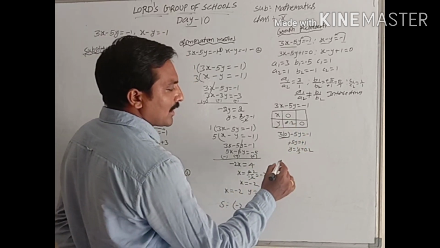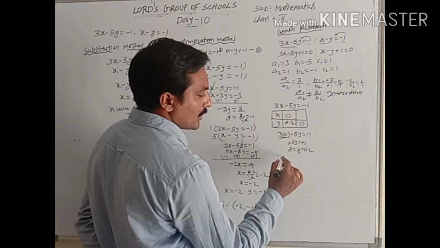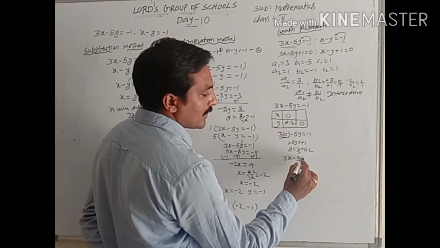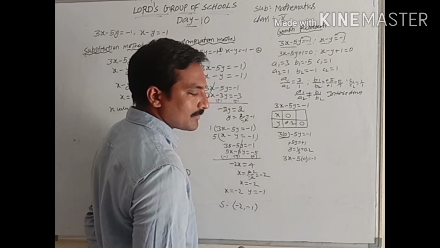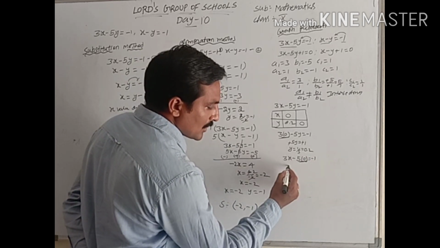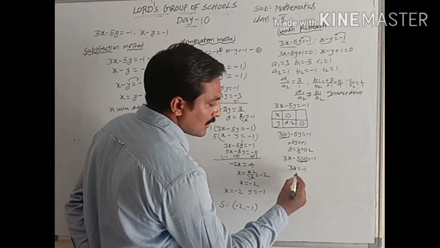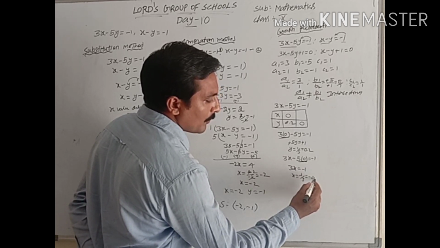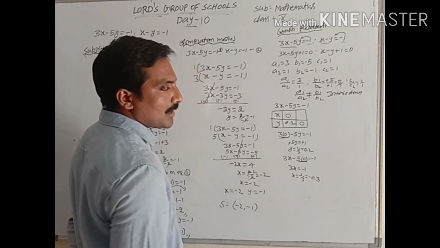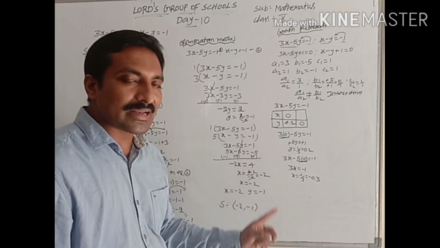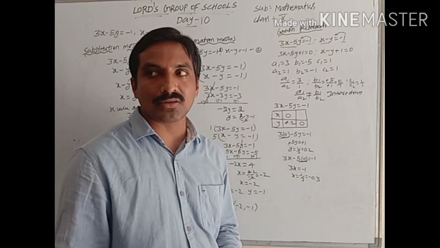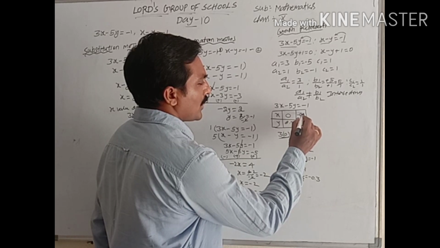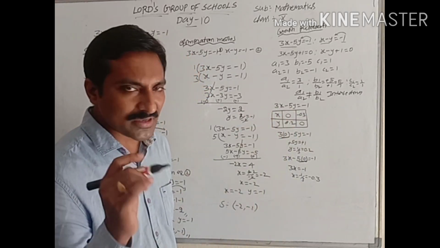Next you have to take y value 0. Same equation only. 3x minus, in place of y you have to write 0. 5 into 0 is equal to minus 1. This term will be 0. 3x is equal to minus 1. X is equal to minus 1 by 3, which is 0.3 approximately. Now in this case you are getting minus 0.3. This is for the first equation.